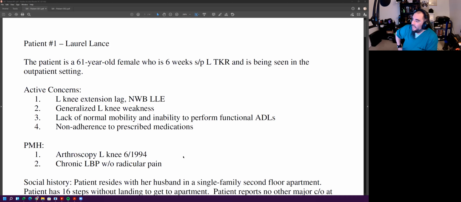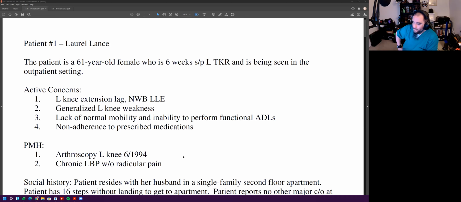Lack of normal mobility, inability to perform ADLs. Right, so these are what she says are some of her problems with PT notes and some of her problems. She also has non-adherence to her prescribed meds. Well, that makes sense. Most patients over 60 don't take their meds right anyway. What's PMH mean?